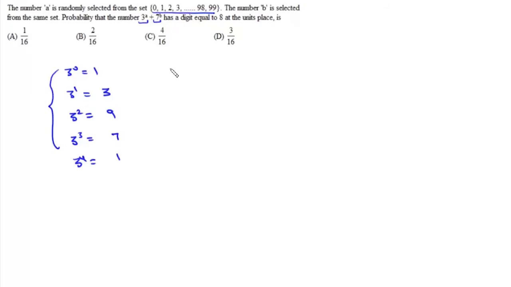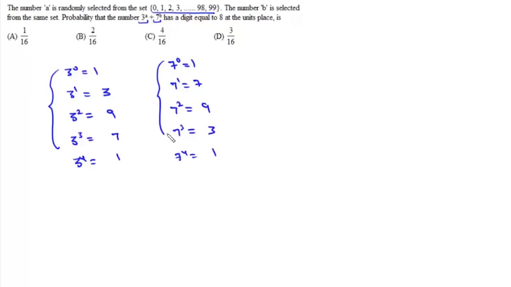Then the same way we look at powers of 7. 7 to the power 0 is 1. 7 to the power 1 is 7. 7 square has 9 in the units place. 7 cube has 3. And 7 to the power 4 has 1. Again, we'll have these values repeated after every 4 powers.